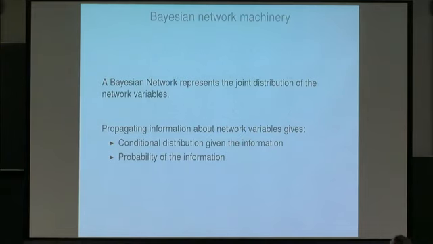And okay, I have 2 slides to give you. The whole point here is that Bayesian networks give me a representation of the joint distribution of all my network variables. And propagation can really give me 2 very important things. If I propagate information on any of the variables, it gives me the conditional distribution given that information, and really importantly, it gives me the probability of the information that I have propagated.